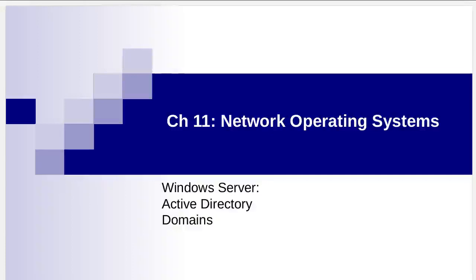Okay, so next let's take a look at chapter 11, in which we talk about network operating systems, and we'll talk about Windows Server, specifically Windows Server 2016 in the lab. But in general, Windows Server has certain properties that are different from the workstations that we use, which normally use Windows 10. So we'll talk about things that we don't normally see on Windows 10, that is Active Directory and domains, things like that.